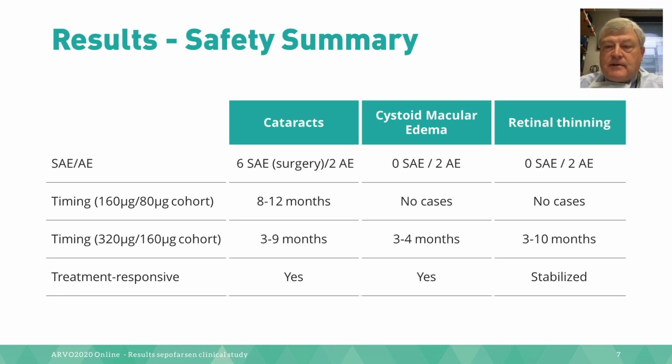2 cases of cystoid macular edema and 2 of retinal thinning not associated with anterior or posterior inflammation were noted in the 320/160 microgram cohort in 3 individuals. None of these findings was associated with a reduction in visual acuity. For the 2 cases of cystoid macular edema, topical steroids stabilized or ameliorated the adverse event. For the 2 cases of OCT detected retinal thinning, both stabilized in 1 to 3 months. We have continued to monitor all subjects for at least 12 months, and no additional or ongoing cases of CME or retinal thinning have been detected.